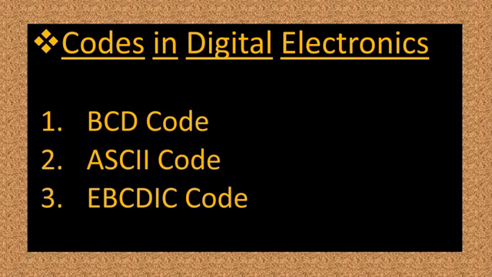BCD code, that is binary coded decimal code. Second one is ASCII code. This is also called American Standard Code for Information Interchange. Number 3, EBCDIC code. Okay. Now let's start with the different types of codes.